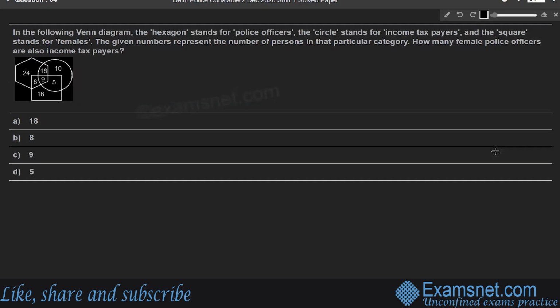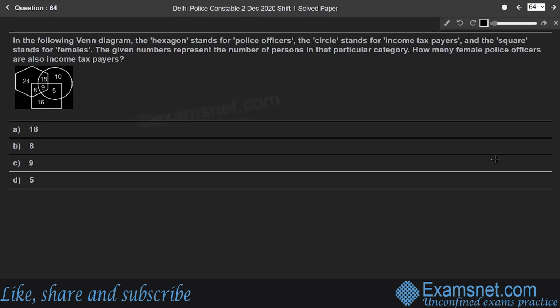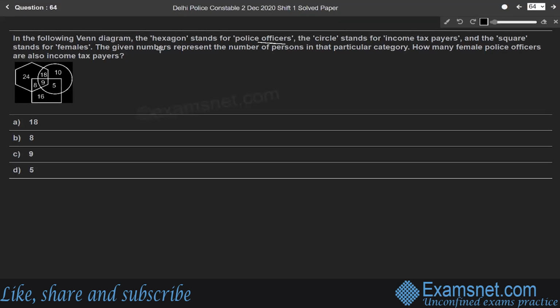Option C. Question 64. In the following Venn diagram, the hexagon stands for police officers, the circle stands for income tax payers, and the square stands for females. The given numbers represent the number of persons in that particular category. How many female police officers are also income tax payers? So let us draw a hexagon.